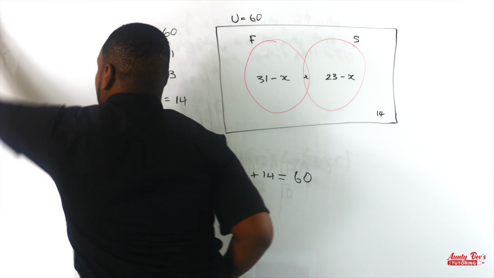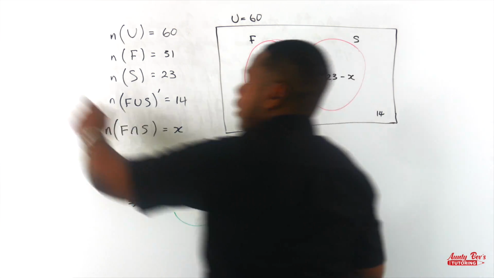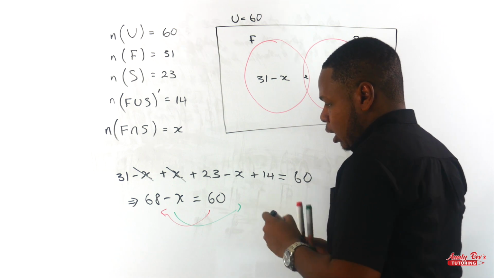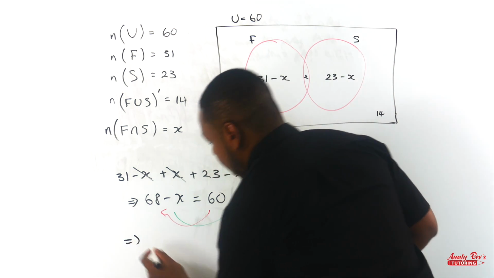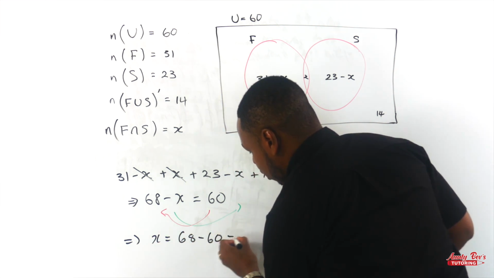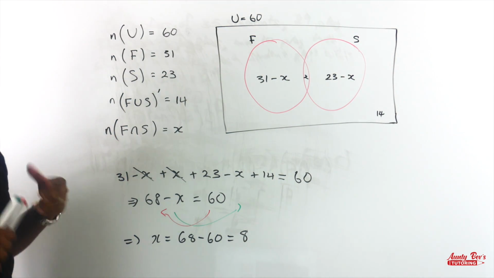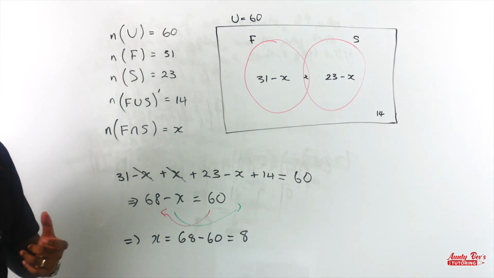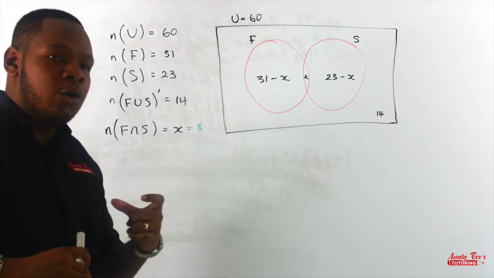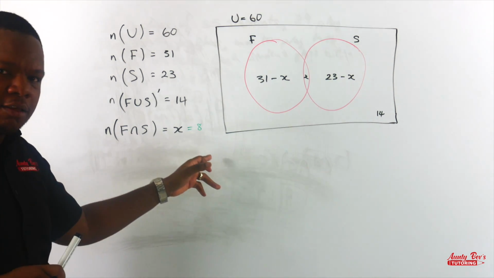Now, we can carry over X that side and carry over the 60 the next side. And we end up with X being equal to 68 minus 60, which gives us 8. What does that mean? The number of students in French and Spanish is 8. Fortunately for us, that was the hardest part of the question. Now it's to find French only and Spanish only, which we know how to do, right? So we would have found the intersection.